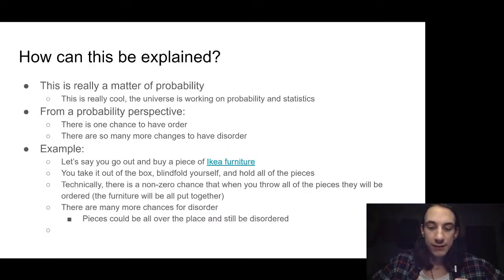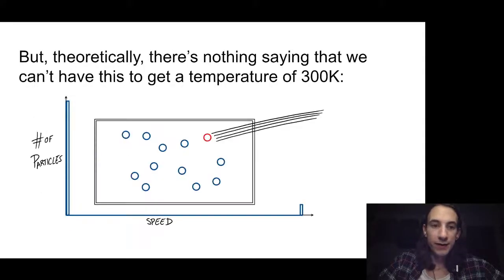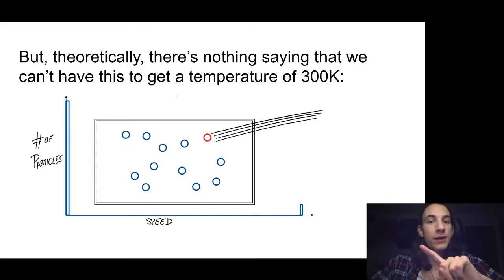So if we think about this entropy increase or decrease from a probability perspective, there's really only one chance for us to have this ordered system. We defined this as something that's highly ordered. There's one way to do this: you would have to set all of those particles to not move and one particle to move. There's really only one way to have one particle moving and the other particles staying still.